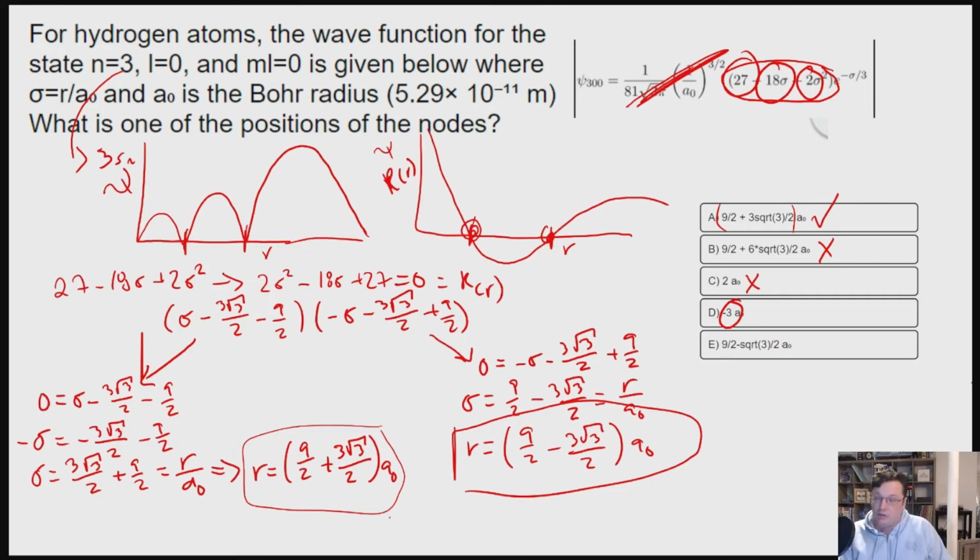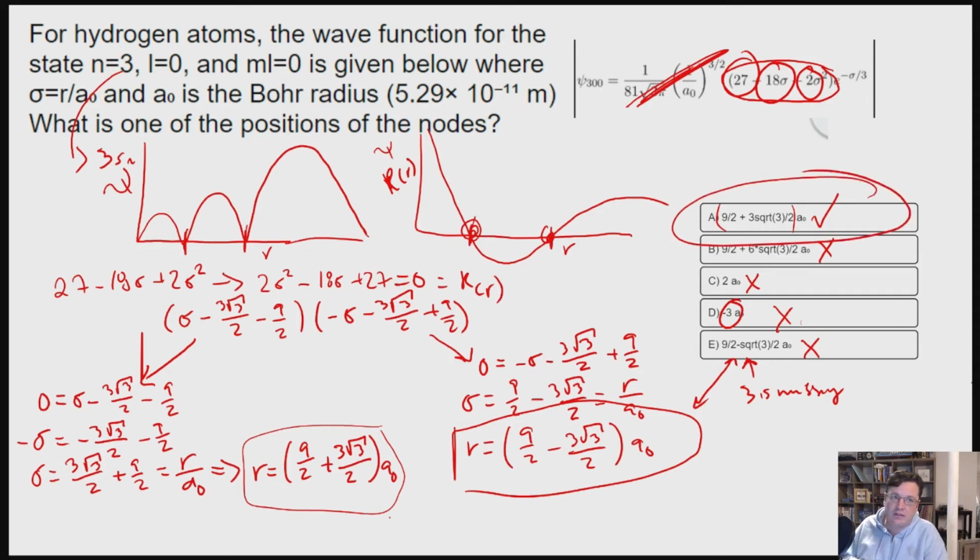The final one looks pretty similar to the other one that we have. The other one that we have is 9 halves minus 3 times the square root of 3 over 2. The difference is this is 9 halves minus the square root of 3 over 2. There's no 3. The 3 is missing. And so that's why this one right here is incorrect as well. So the only correct answer is A.